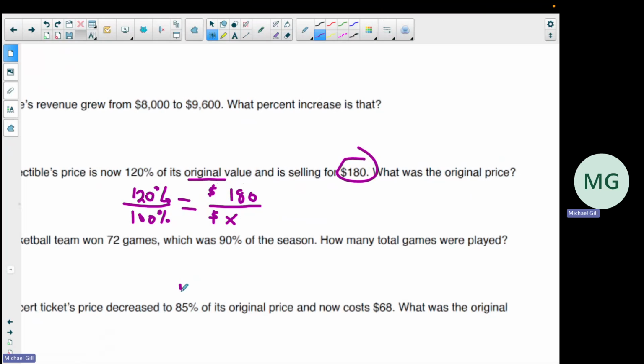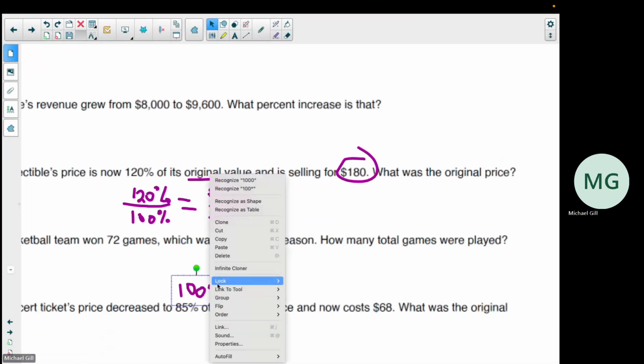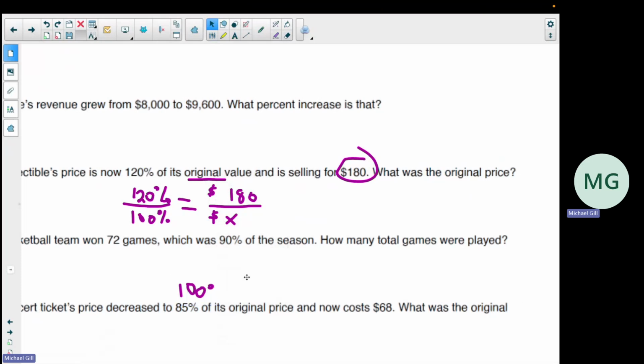Again, same thing down here. Pretty simple. 100%. Nope, didn't want to do that. Oh, I don't even know how I did that. So 100%, they give me another percentage number. So I know 90 goes up here.